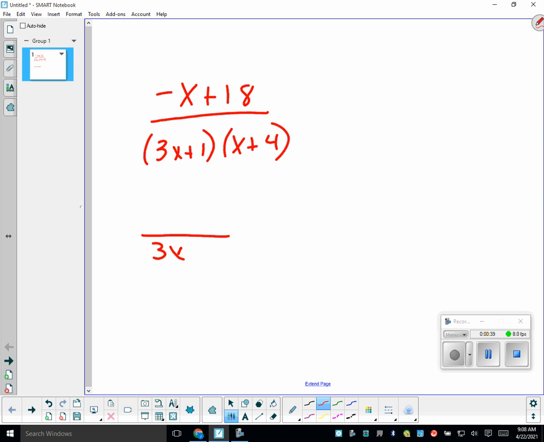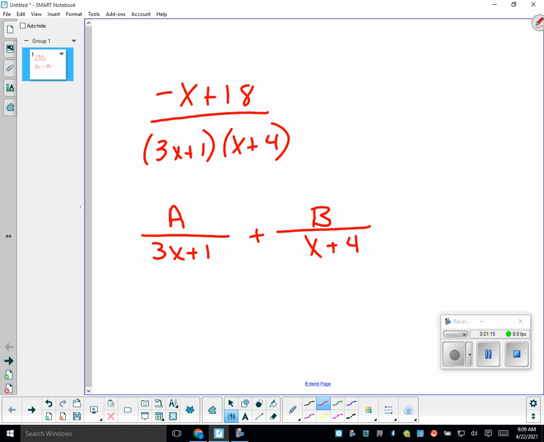One of them is going to be 3x plus 1, and I'm going to add it to something with a denominator of x plus 4. Does that make sense to you? Because that would give me that final answer denominator. So what I don't know is what this numerator would be or what this numerator would be. So I call those A and B because that's what I want to find.